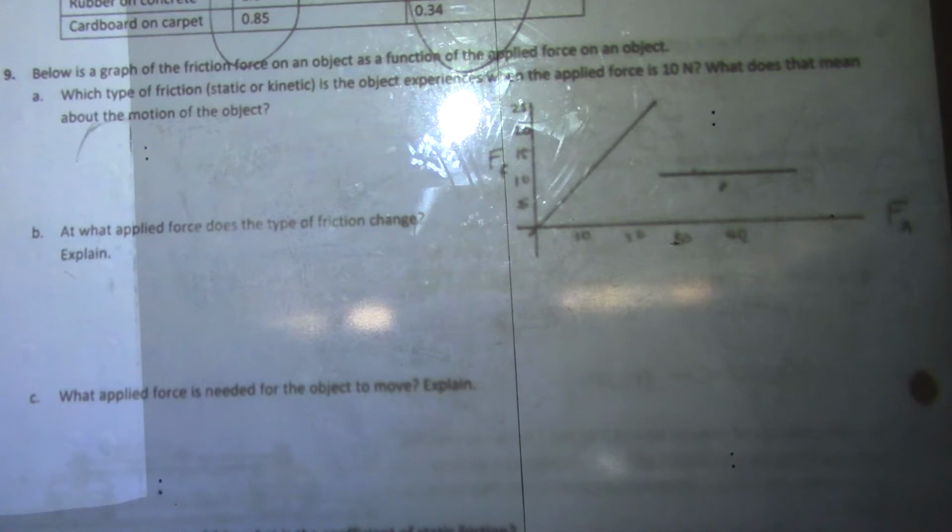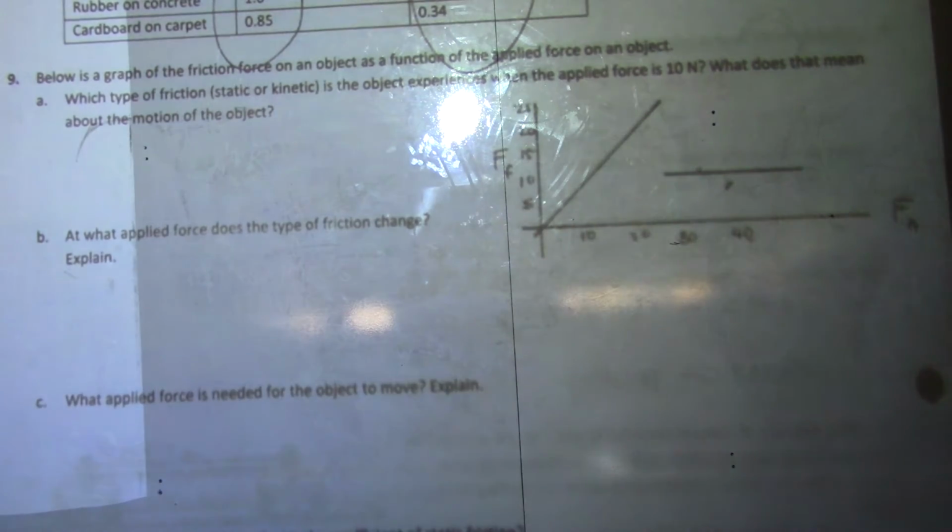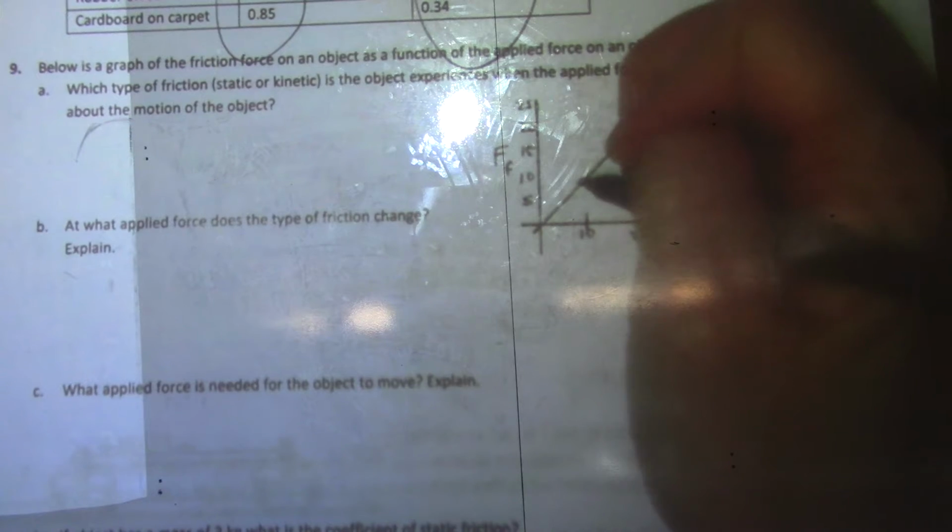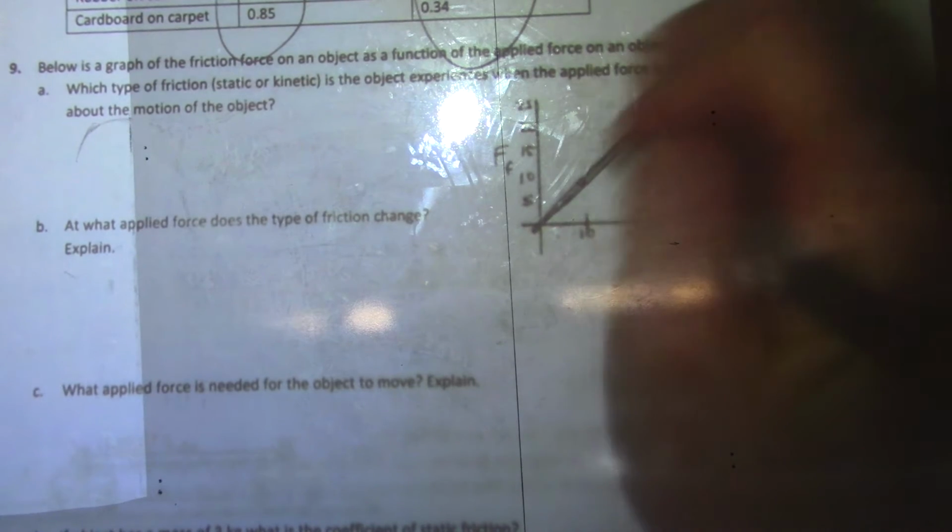Here we've got a graph of friction force as a function of the applied force. What type of friction does the object experience when the applied force is 10? So applied force of 10, let's look. This section of the graph is going to be the static friction before it starts moving. I push with 10, it pushes back with 10. I push with 20, it pushes back with 20. I push with 25, that is where it changes into the kinetic.